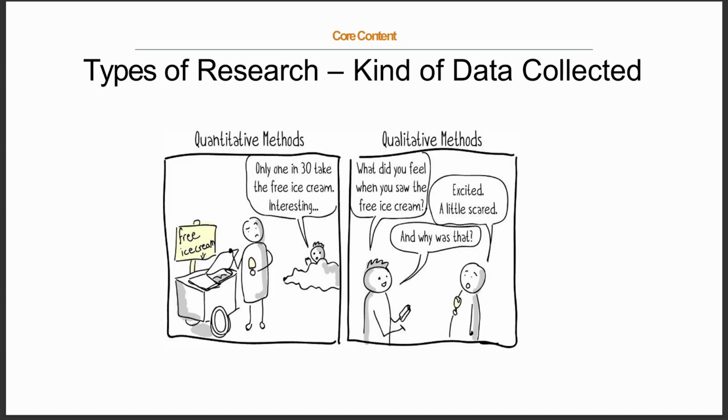So here's a funny cartoon, but it helps us understand what the difference is. With a quantitative method, if you put out free ice cream, you would count how many people grab the free ice cream. So only 1 in 30 take the free ice cream. That's interesting. With a qualitative method, you would approach the person and ask them, what did you feel when you saw the free ice cream? Were you excited or a little scared? Why were you excited? What would make you grab free ice cream? Why didn't you grab free ice cream? So quantitative is about numbers and qualitative is about opinions.